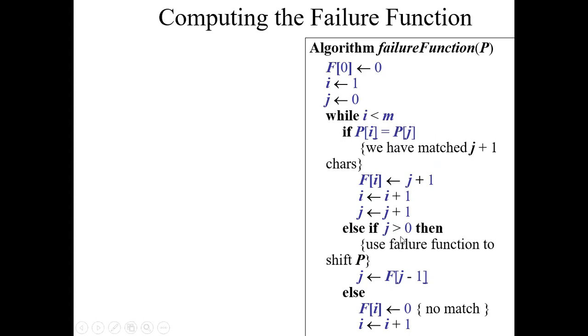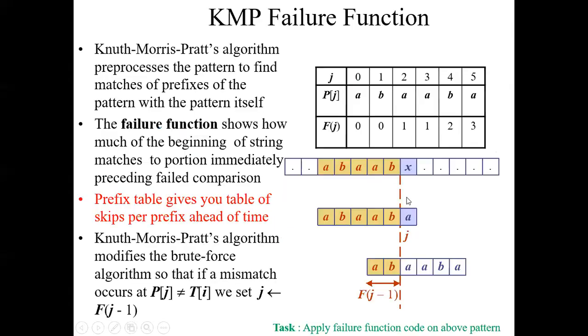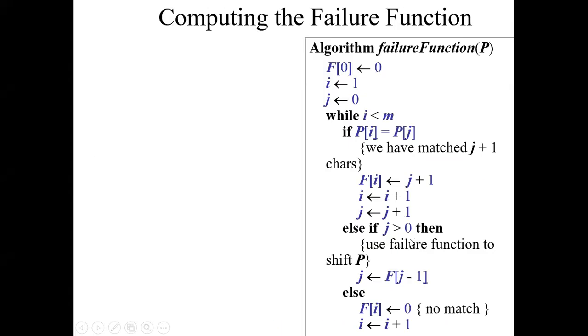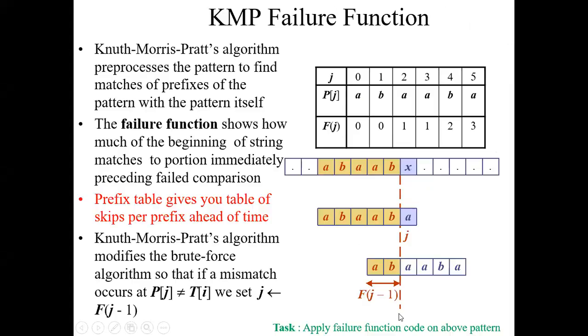Is my J greater than 0? It is not. J is equal to 0, right? So again we are coming to else. F of 1 becomes 0. कैसे 0 हुआ? हमने मैनुअली जब किया था तो अगेन यहाँ से भी लेंथ 0 आई थी because A and B were not matching. So अभी तक we are same with manual process. So F of 1 becomes 0, I becomes equal to 2.